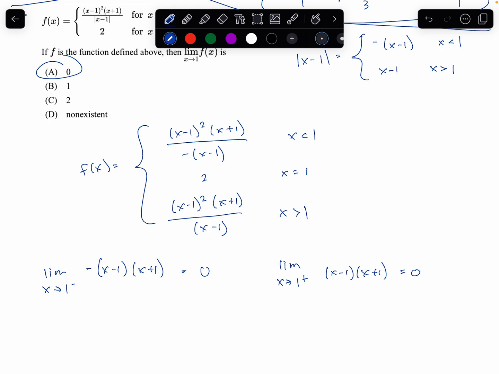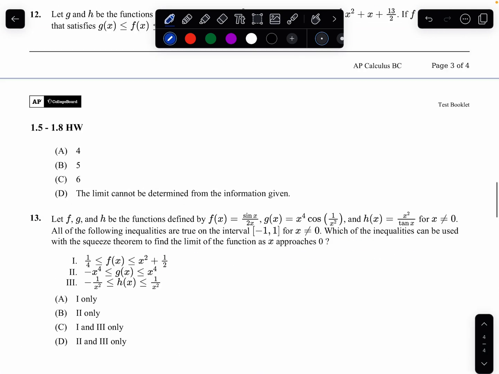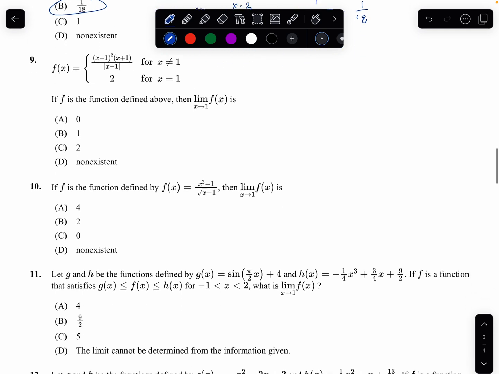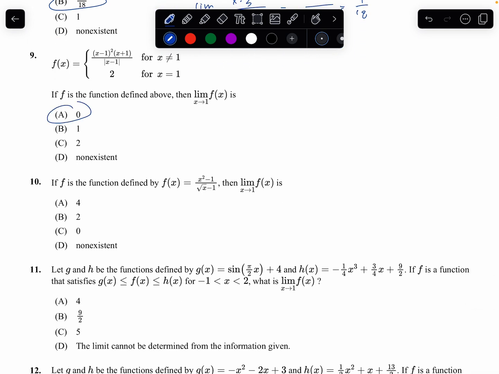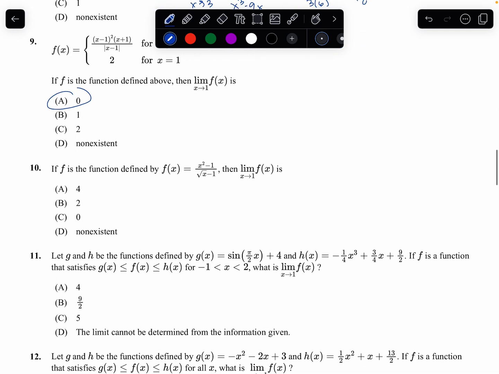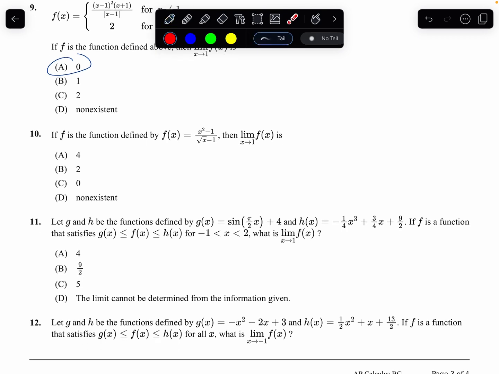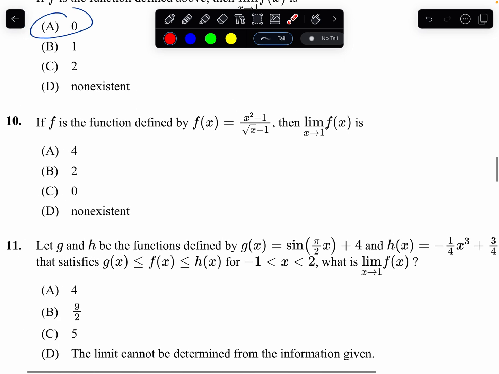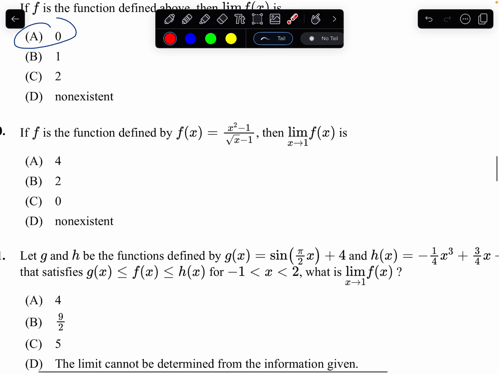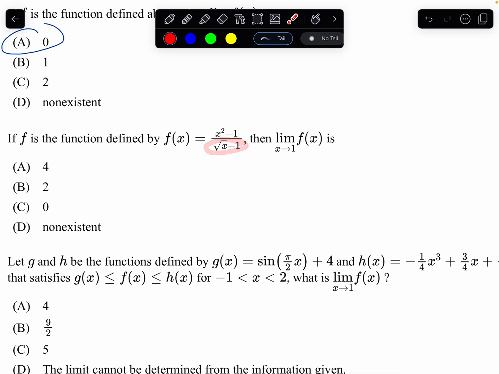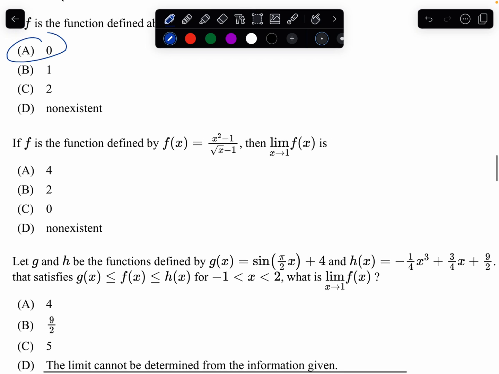Okay, that's a fun one. If f is the function defined by f of x equals this expression right here, what is the limit? So I think we can't plug in 1. We can't use substitution just yet because that would give us 1 minus 1, which would be 0. But we do have square root of x minus 1, and if you see something like that, you're going to multiply the top and the bottom by its conjugate.